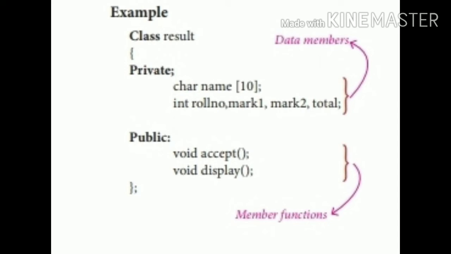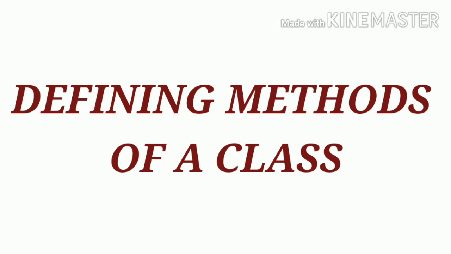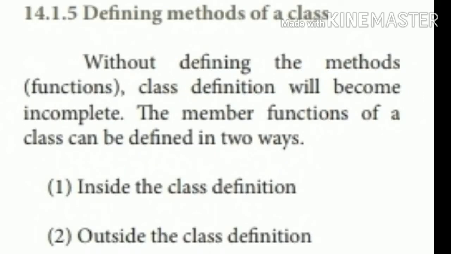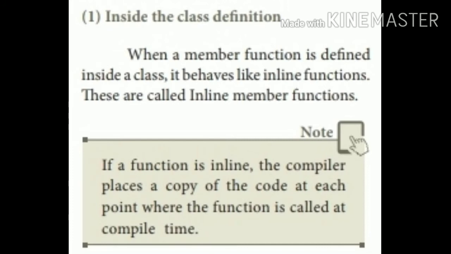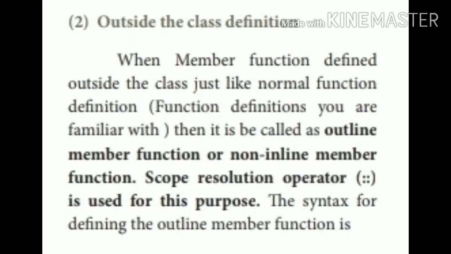Okay. The next concept is defining methods of a class. In two ways we can define the methods in a class. What are they? Inside the class definition and outside the class definition. Inside the class definition is nothing but an inline function. That is, when we define the member function within the class, it is named as inside the class definition. If the member function is defined outside the class, it is named as outside the class definition, which is otherwise called an outline member function or non-inline member function.